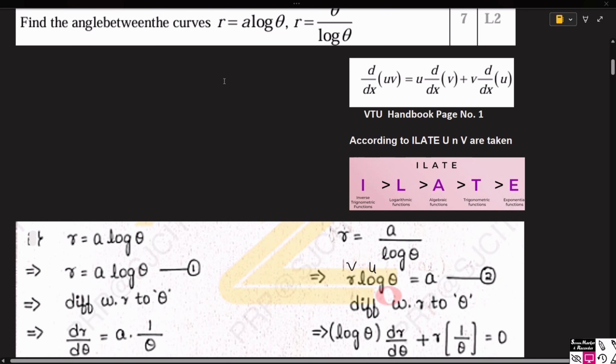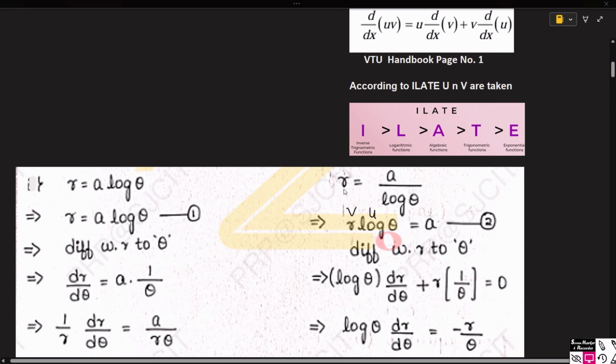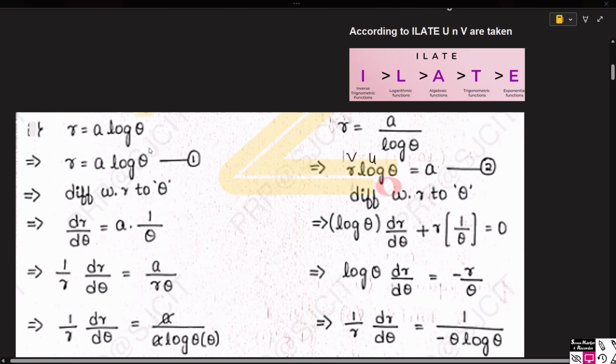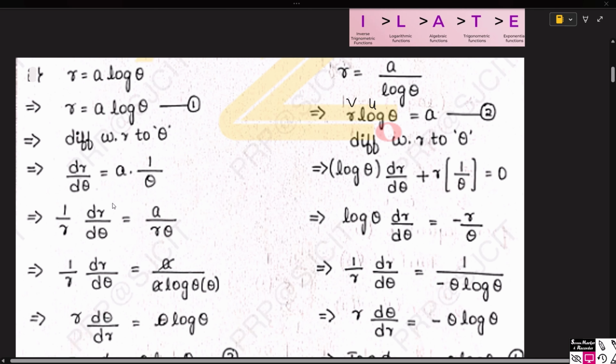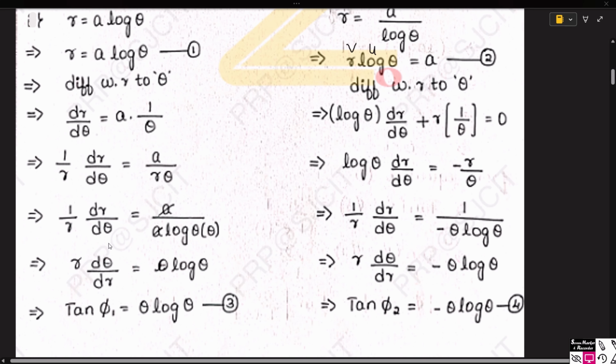You can access it. So writing down both the equations here, r equal to a log theta, r equal to a divided by log theta. Looking into equation 1 first, we are going to differentiate with respect to theta. Since r is taken as variable, dr by d theta equals, since a is constant, it will be as it is, log theta. Differentiation of log theta with respect to theta is 1 by theta. Here we are multiplying 1 by r on both sides, so it is 1 by r dr by d theta.